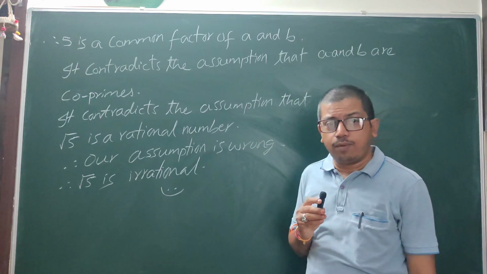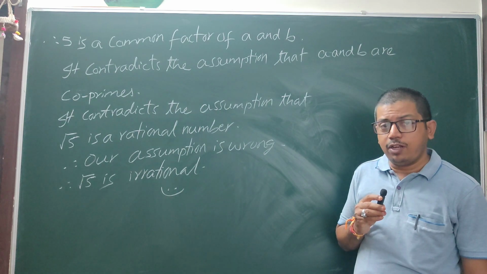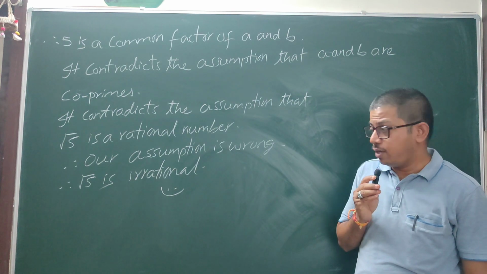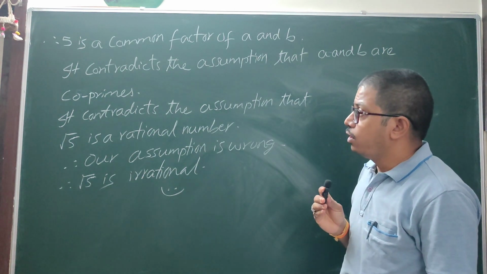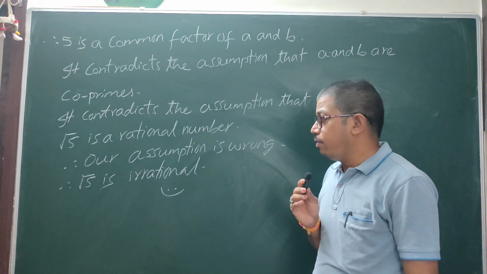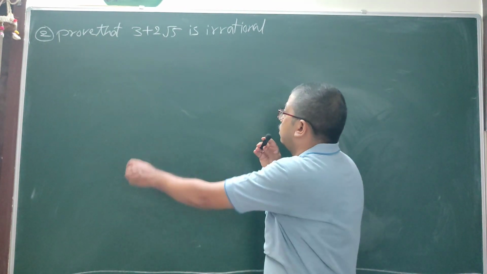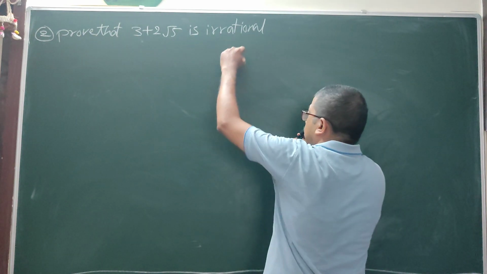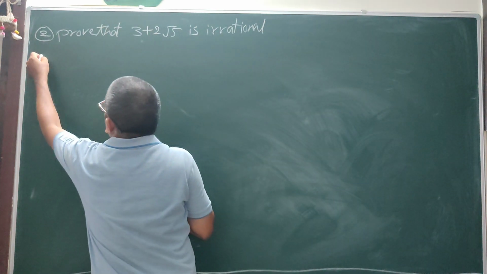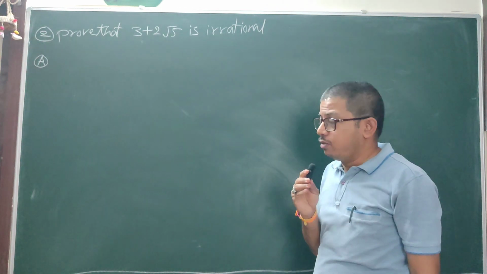So it is important for public examinations, and of course it is important for 8 marks in general. So like this we can prove it by the method of contradiction. Second question, prove that 3 plus 2 root 5 is irrational. So as usual, for this all proofs will be of the method of contradiction.